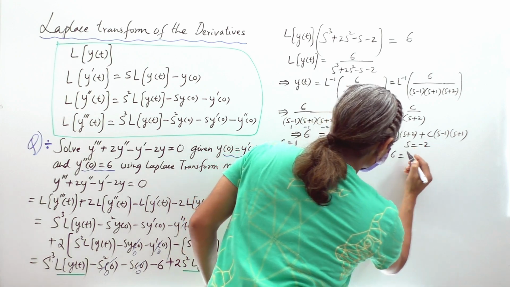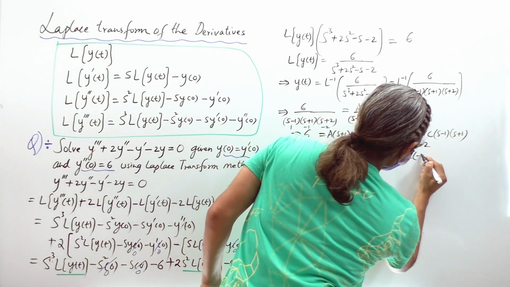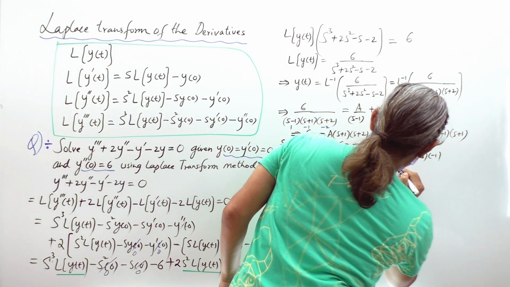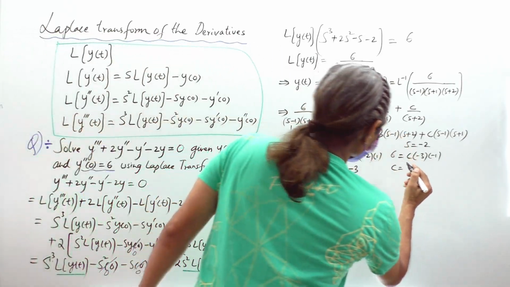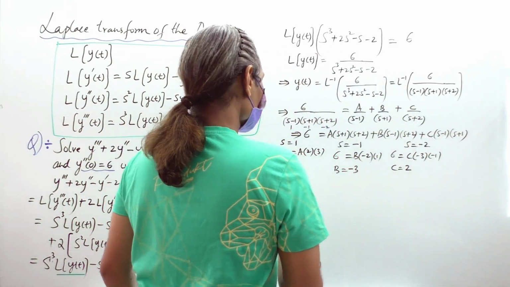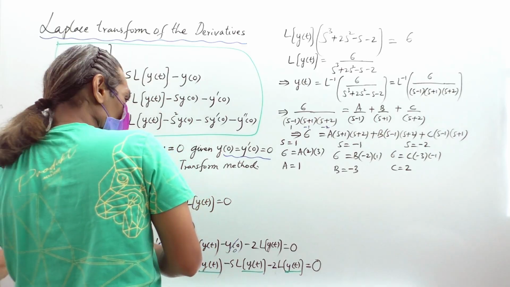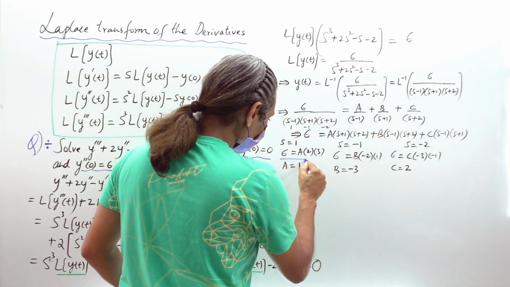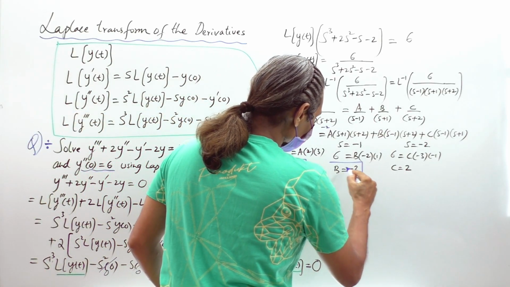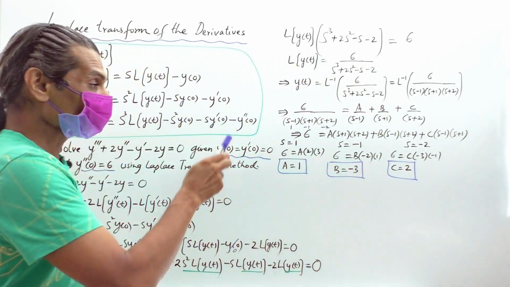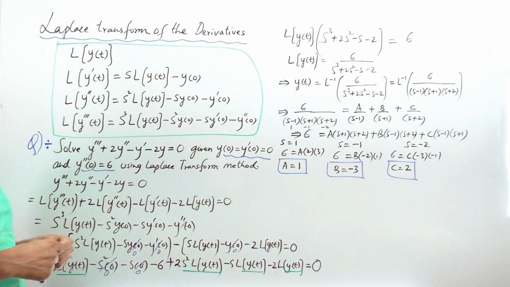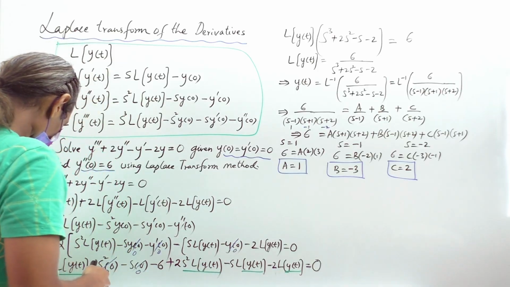What remains here? C into minus 2 minus 1, minus 3, and minus 1. So C is equal to 6 divided by 3, which is 2. That's all. So we have the values: A is equal to 1, B is equal to minus 3, and C is equal to 2. These are the values. Okay.